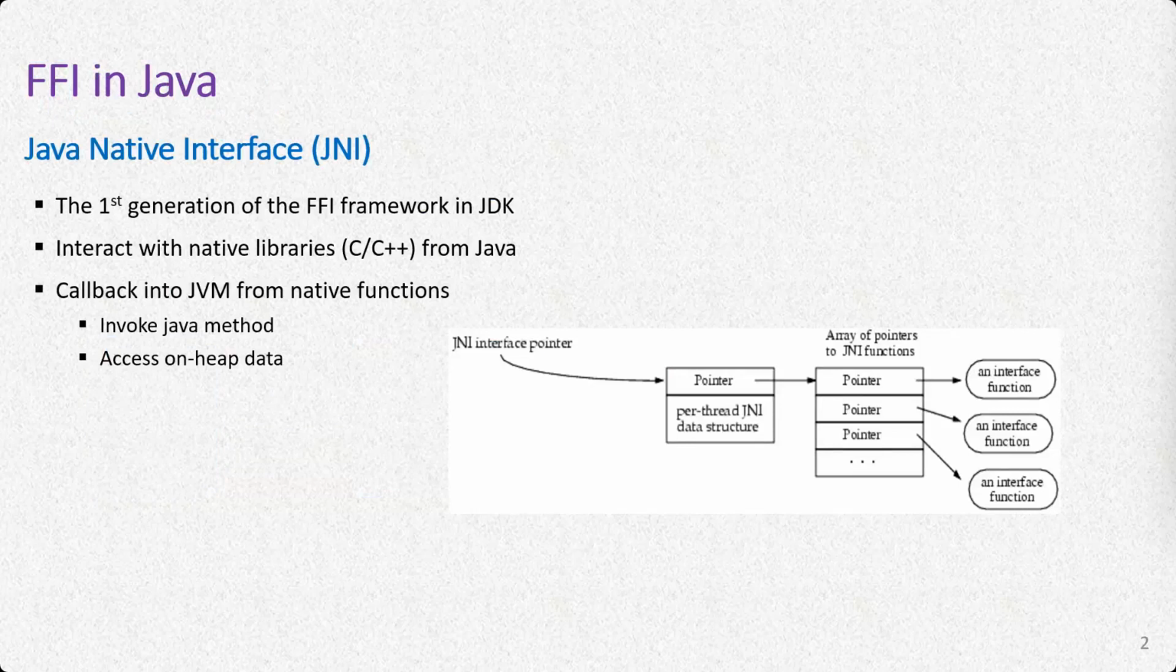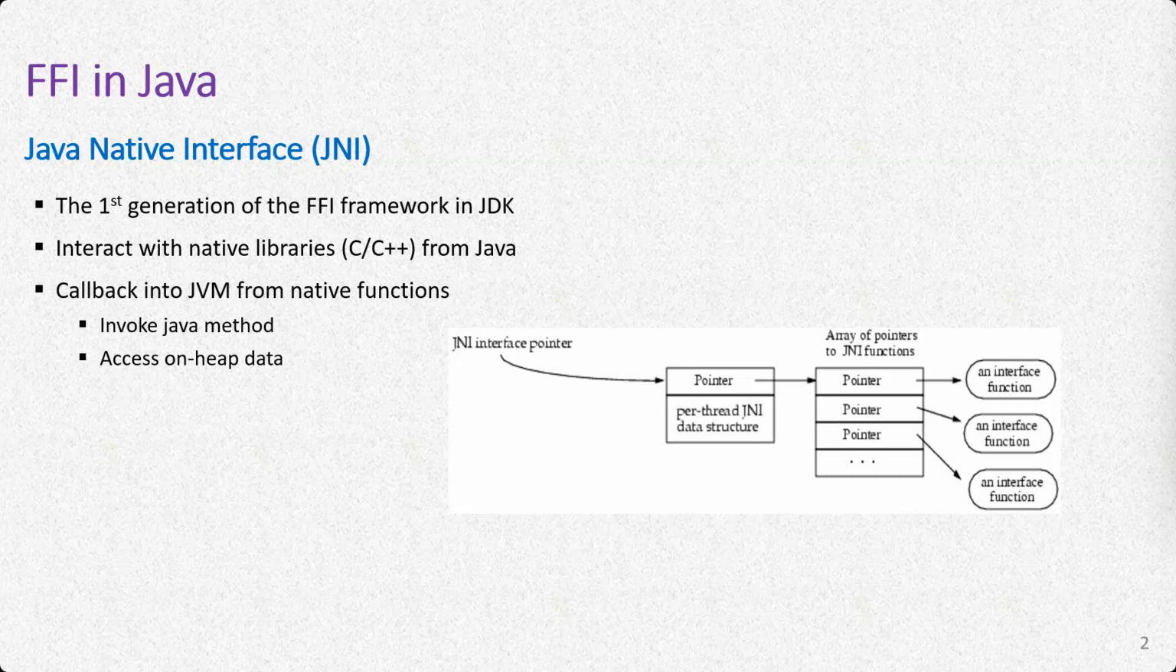When it comes to Java, it refers to JNI, the Java Native Interface. I believe many Java developers are quite familiar with JNI because it has been out there for over 20 years and has been used everywhere to support native implementation. JNI is an underlying implementation of FFI in Java, and it's the first generation of FFI framework for the JVM to interact with the native libraries. And it supports callbacks to the JVM from native functions to call Java methods or access heap data.